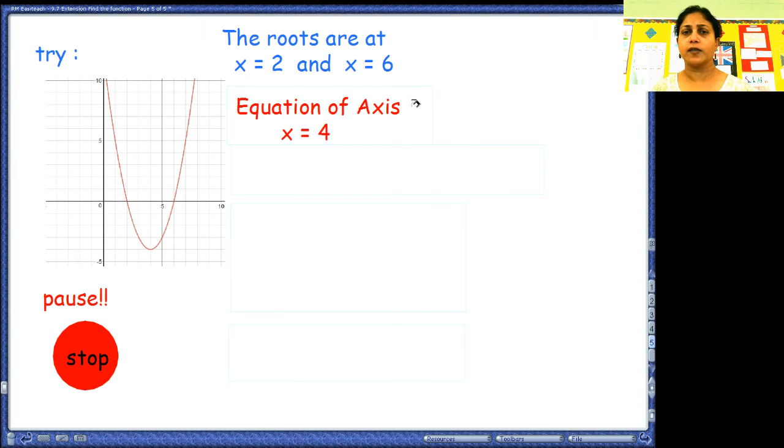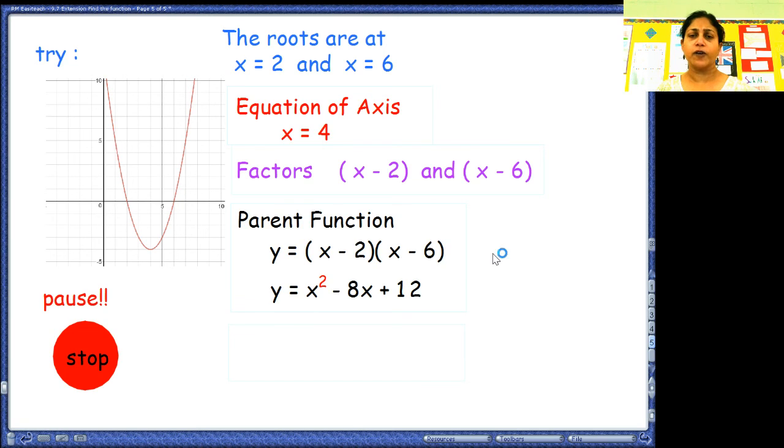Let's try this again. The equation of the axis is x equals 4. The factors are x minus 2, x minus 6. The function is x squared minus 8x plus 12. And once you plug in x is equal to 4 into the function, you will find out that the vertex is at (4, -4), which is a minimum.